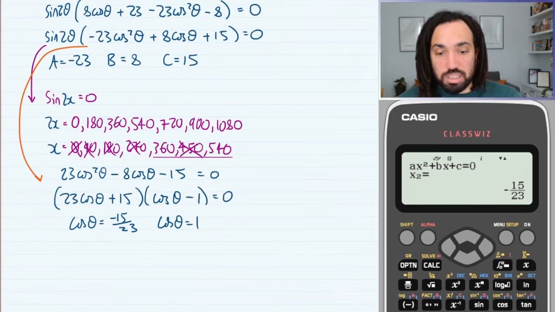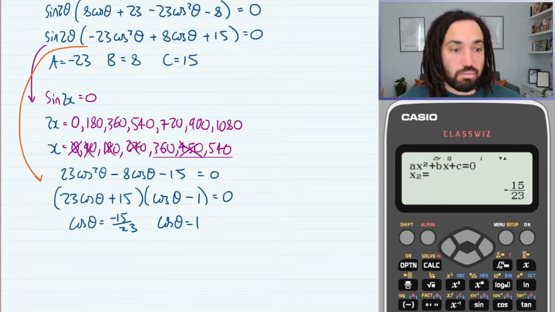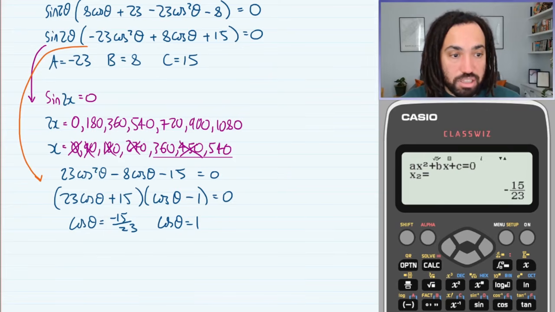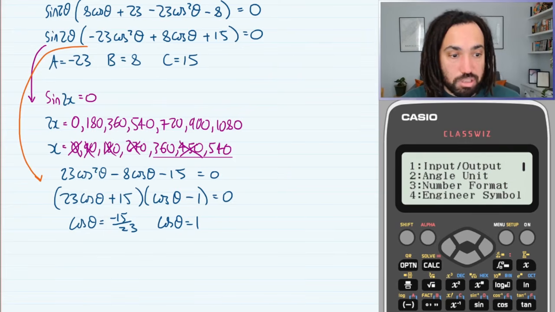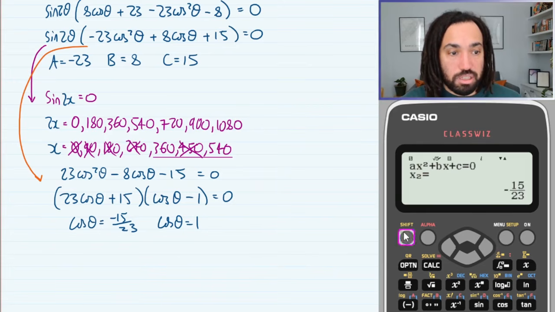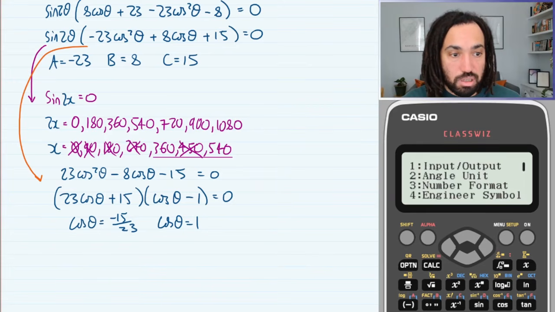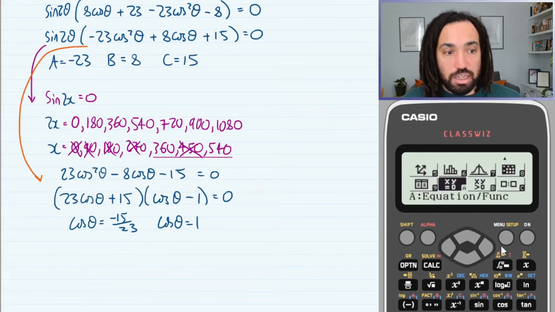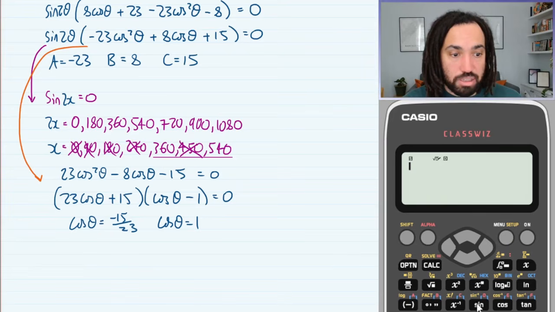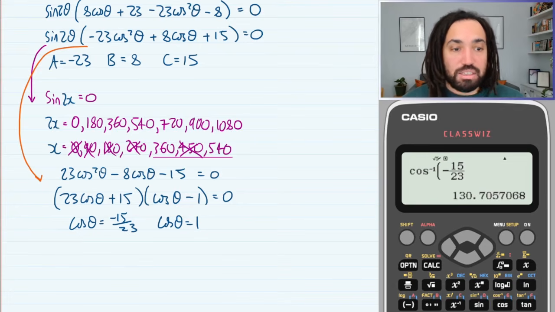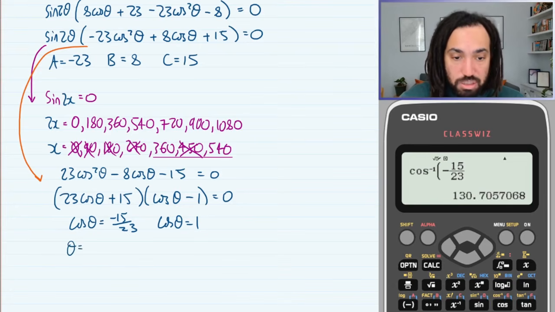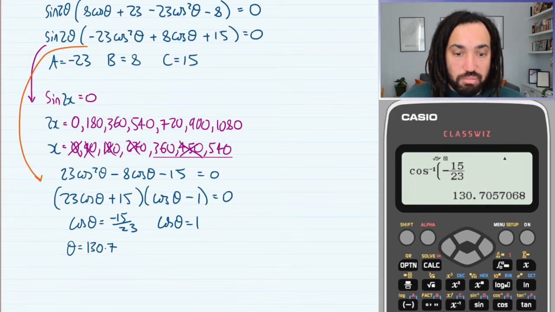And this gives me cos is equal to 1. Okay, so I need to check that I'm in the correct mode, which I'm not. So let's go into degree mode. And then let's do cos to the minus 1 of minus 15 over 23, and we get theta is equal to 130.7.